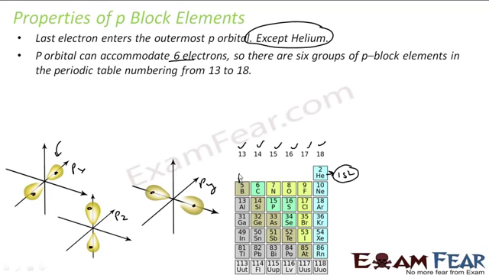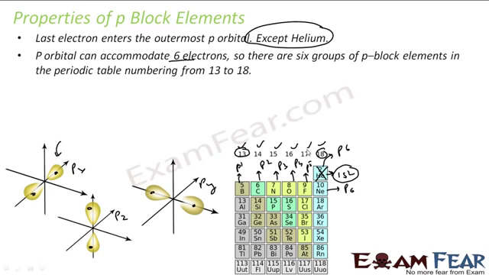In this case, I have P1, only 1 electron in the P block. This is P2, 2 electrons in the P block. P3, 3 electrons in the P block. P4, 4 electrons in the P block. P5, 5 electrons in the P block. And here it is P6. Helium is the exception anyway. You can ignore the helium. Apart from this, everything is P6. And that's why we have 6 groups, and the group numbers are 13 to 18.